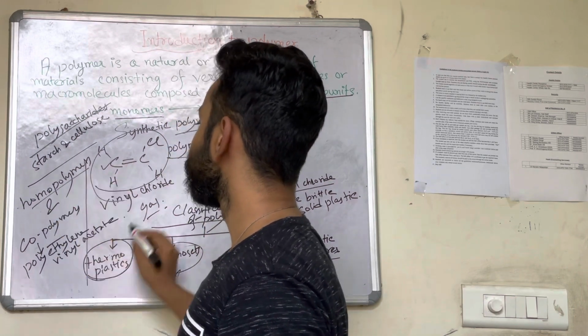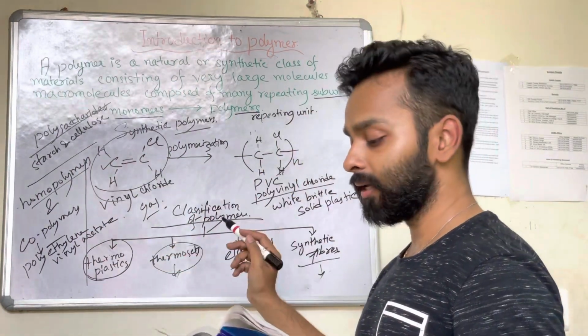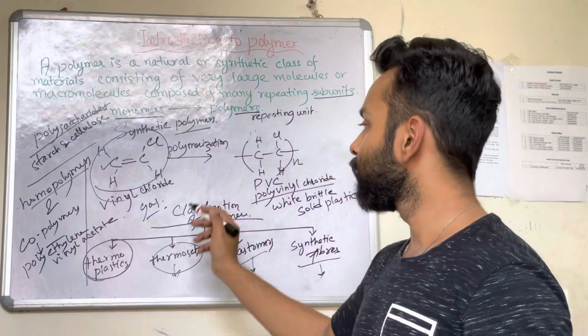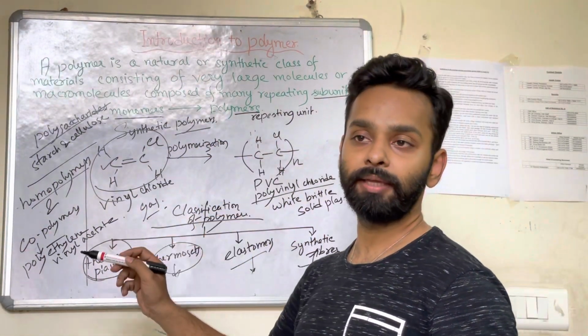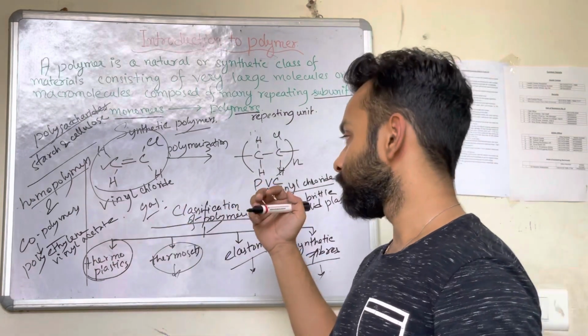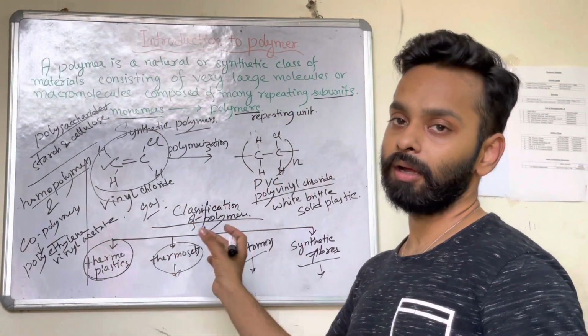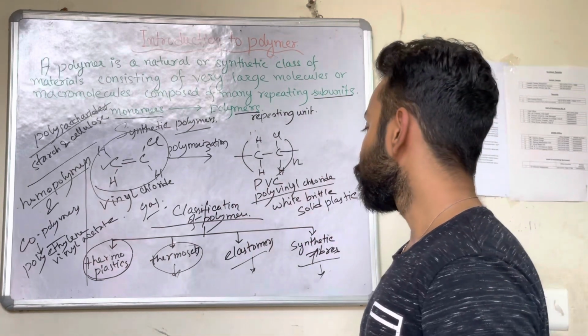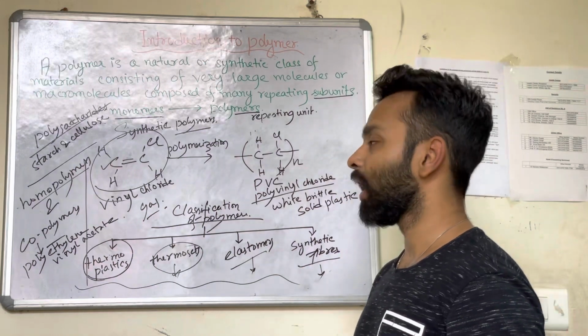So homopolymer would mean a single repeating unit present in multiple copies, and a copolymer would imply two different types of repeating units in the same polymeric chain. So with this we finish the basics of what polymers are.